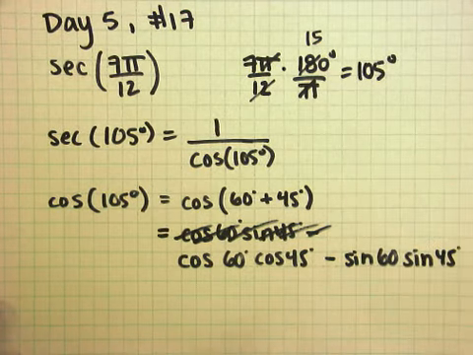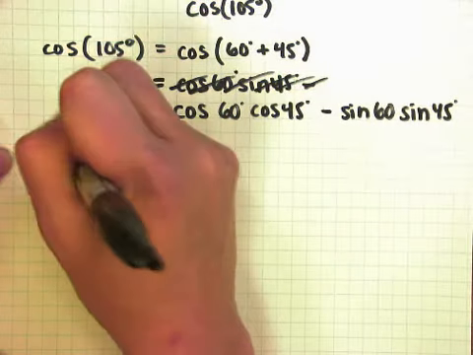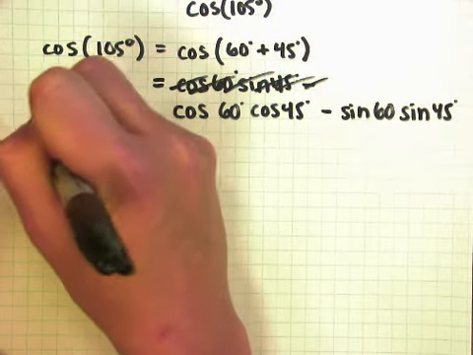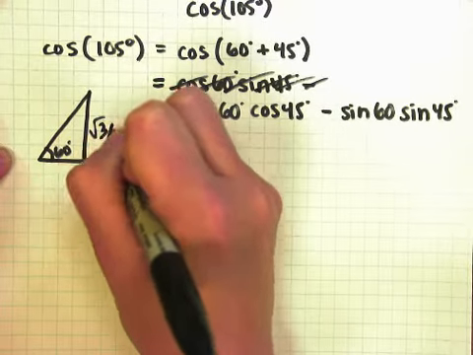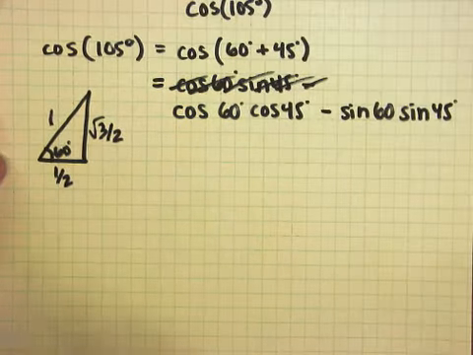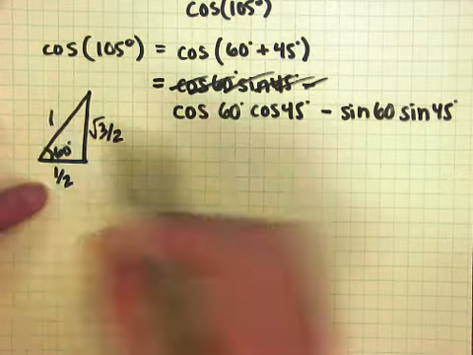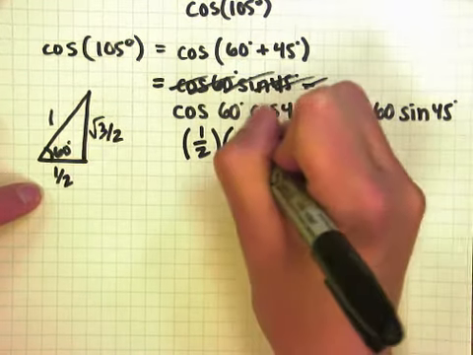There we go. So let's see, cosine of 60. Well, in my head, I picture a 60-degree triangle. And I know that the taller side is root 3 over 2, and the shorter side is a half, and the hypotenuse is 1. Since cosine is the adjacent side over the hypotenuse, I know that this is going to be a half. And then 45, I know is root 2 over 2.